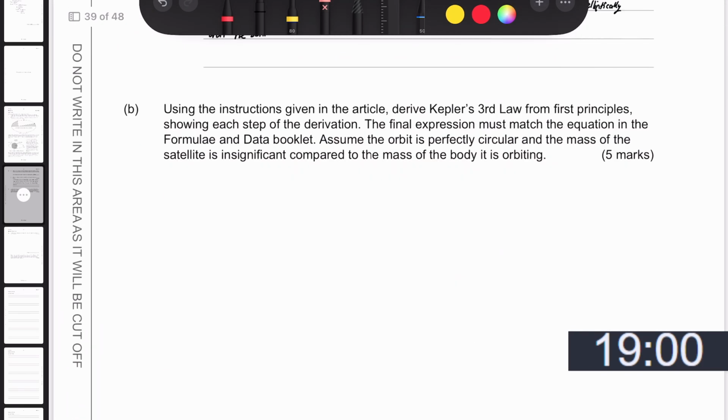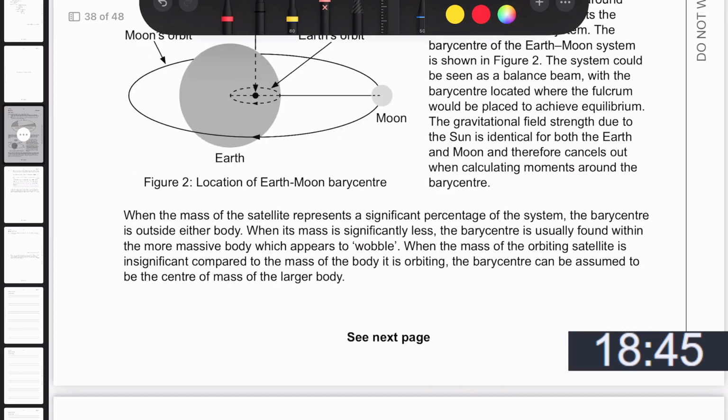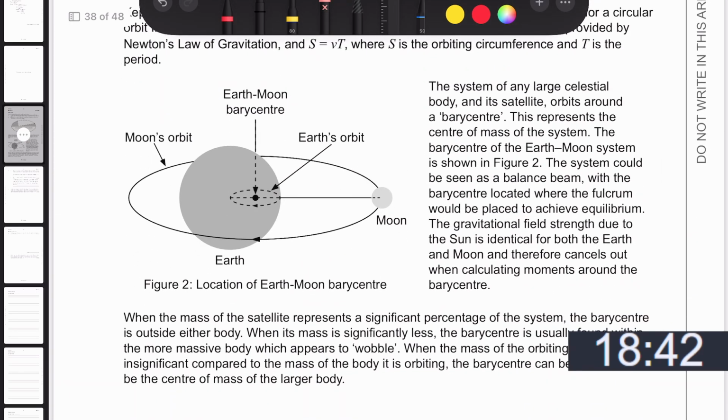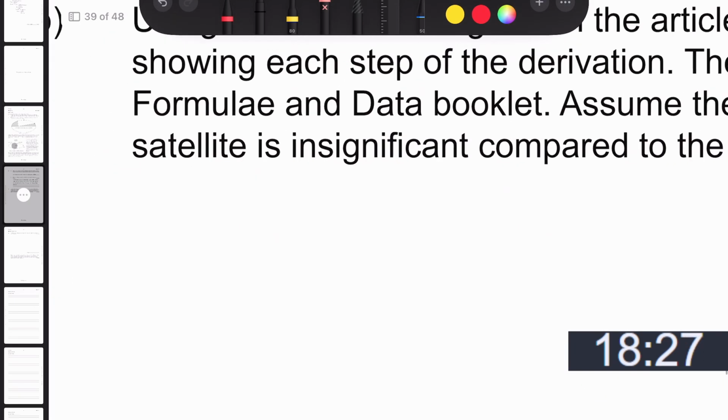Okay, using instructions given in an article, derive Kepler's third law from first principles. Each step of the derivation must be matched to the equation in the formula data sheet, assuming the orbit is perfectly circular and the mass is insignificant compared to the mass of the body it is orbiting. The centripetal force between the planet and the sun is derived by Newton, and S equals vt, where S is the orbiting circumference and T is the period. So we'll say that F of G equals F of C.